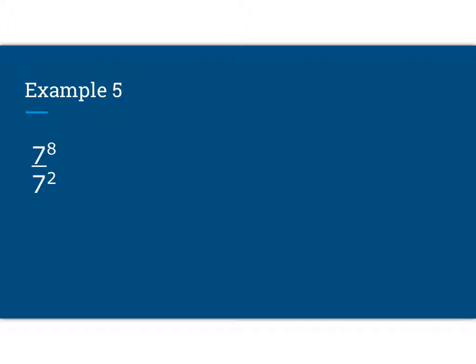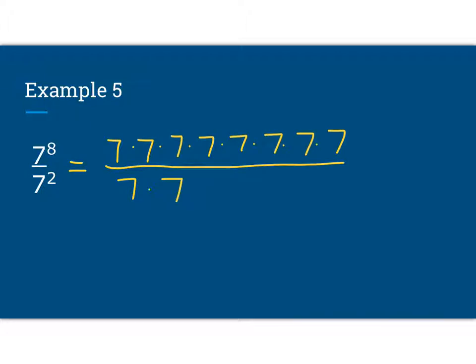Alright, example 5. Pause right here, take a minute and write this out. Here's what it should look like when you write it out. We're going to do the same thing. Every time you have the same number on top and bottom, we can cross it off. So 7 divided by 7 is 1. 7 divided by 7 is 1. So we can rewrite this as we have 7 to the 1, 2, 3, 4, 5. 7 to the 6th power is how you can rewrite that.